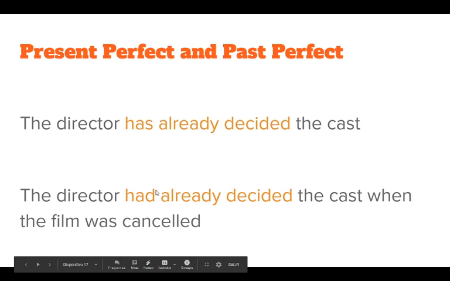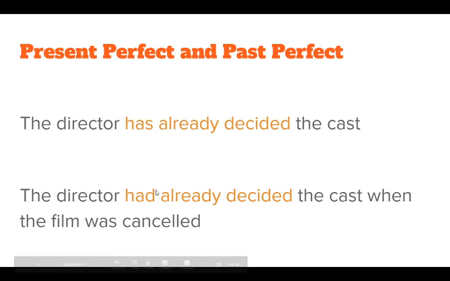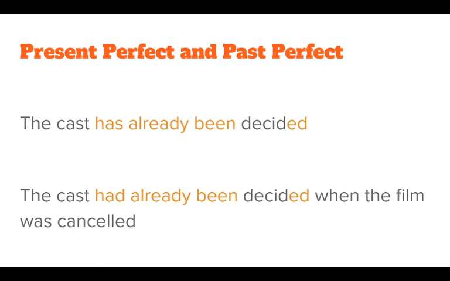That's it. And finally, here we have a couple of perfect tenses, in the present perfect and in the past. The director has already decided the cast, and the director had already decided the cast when the film was cancelled. Please pause the video, and when you're ready, let's continue. Let's go. The cast has already been decided, or the cast had already been decided when the film was cancelled. As you can see, we can apply the same rules here.